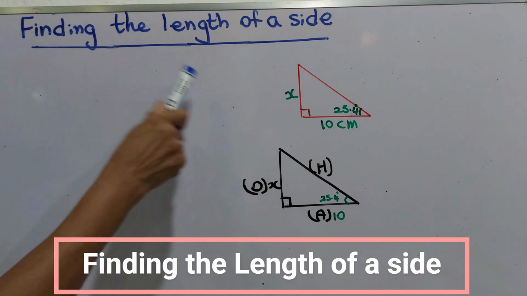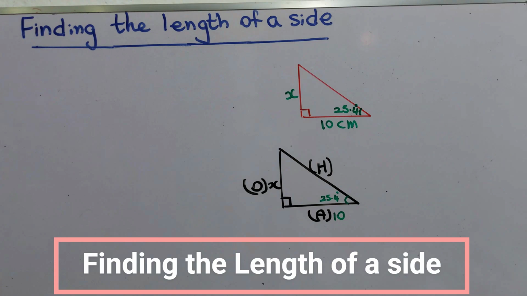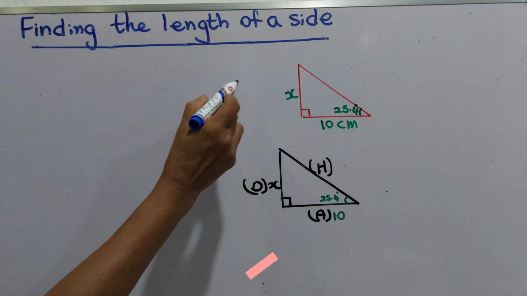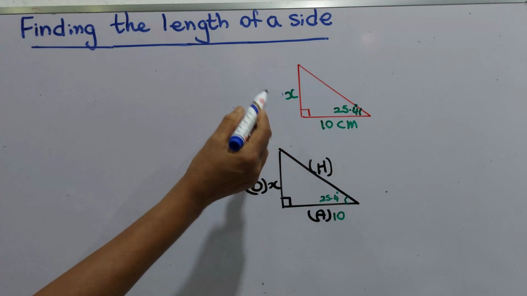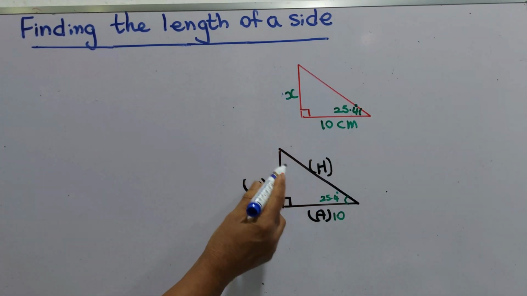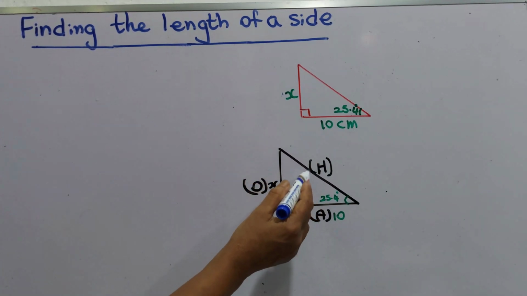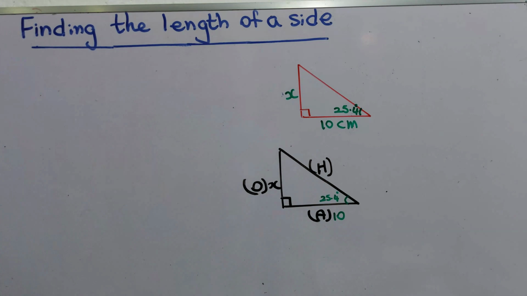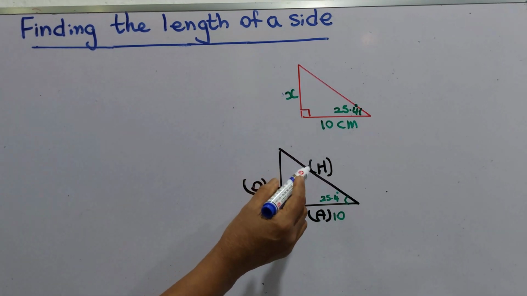We are going to find the length of a side of this triangle. We have to find the side marked as x. First step is we have to label the sides of the triangle. As we learned in an earlier lesson, the side opposite the right angle is called the hypotenuse.